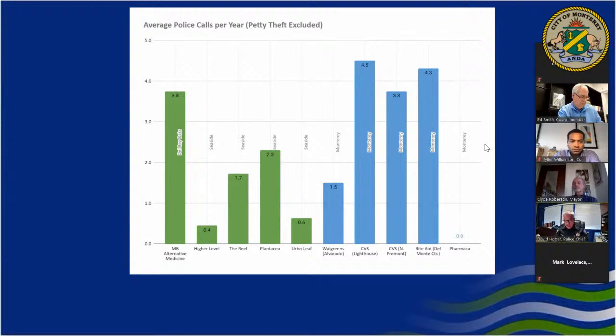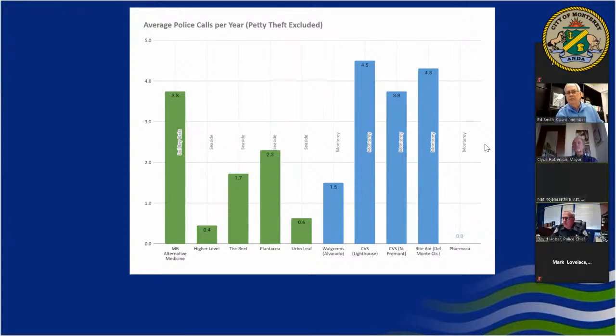Now, Nat was able to take that data and format it so that he could come up with what the average calls per year was. But the hard data is provided there for you in the packet. Yeah, so that we can compare apples to apples. We converted essentially the number of days of operation for each of the businesses, both the cannabis and pharmacies, to years to get our average police calls per year to compare them side by side.